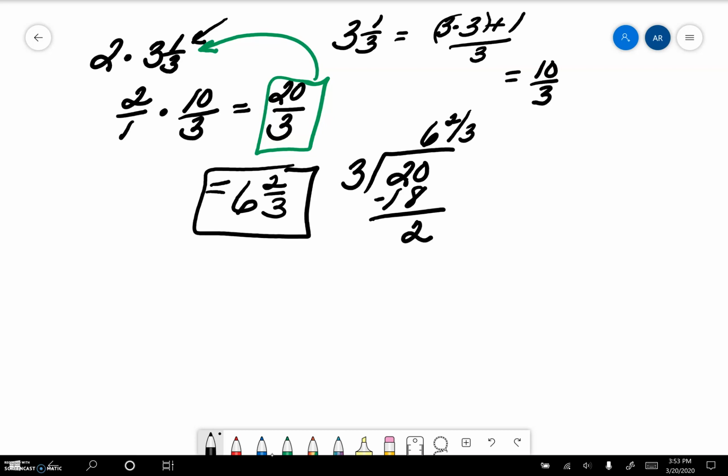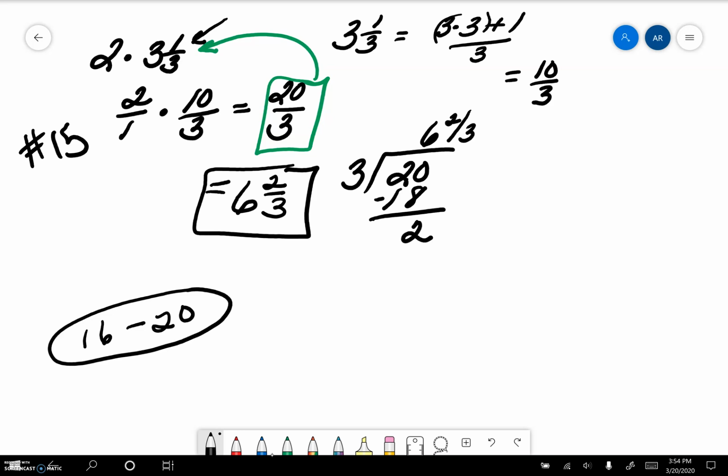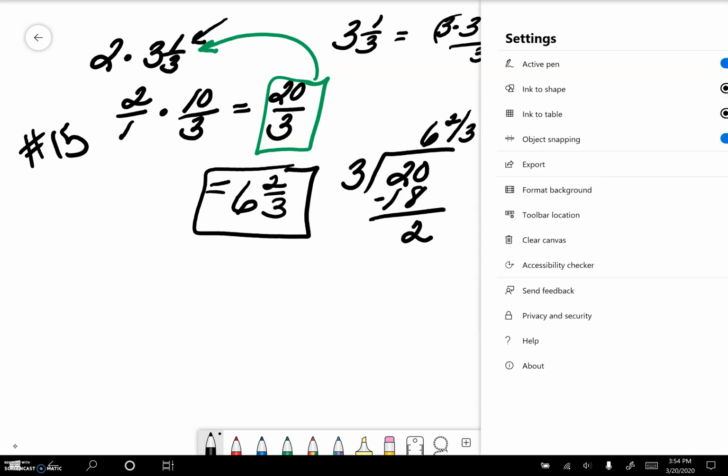Sorry, I just keep checking my time. So that's number 15. I'm just going to stop here, and it looks like I'm going to need a part 3. Then I'm going to pick up on the third part, and we'll do 16 through 20. That'll be the remainder of our problems. Actually, let me do number 16, and then we'll move on to the next video.